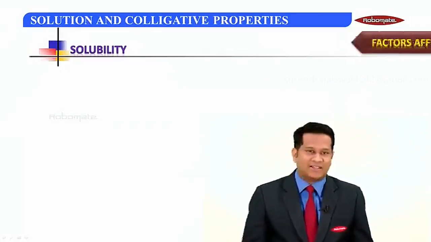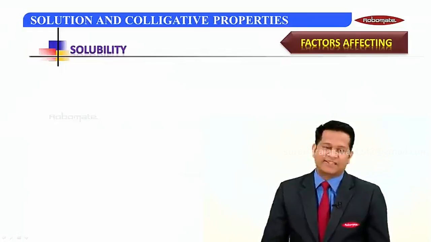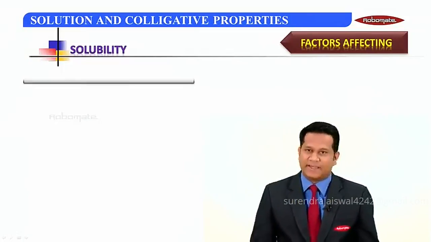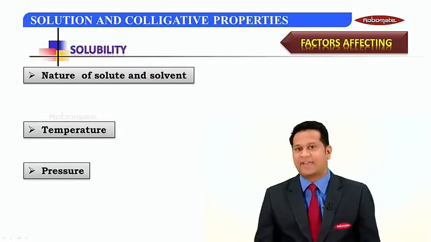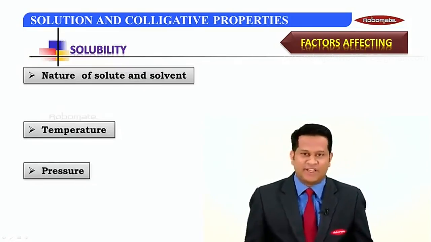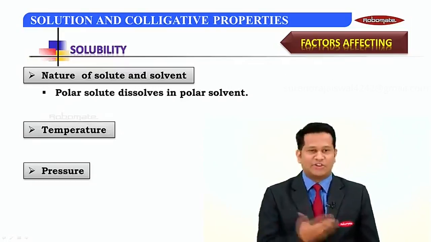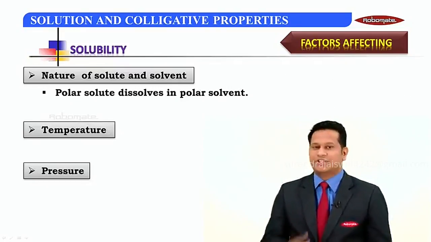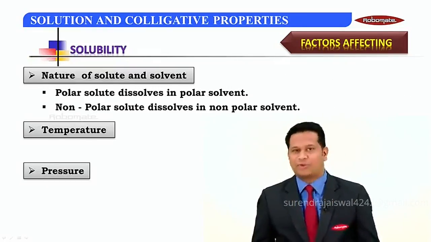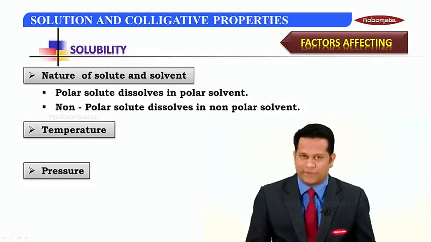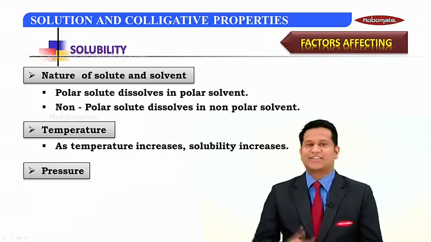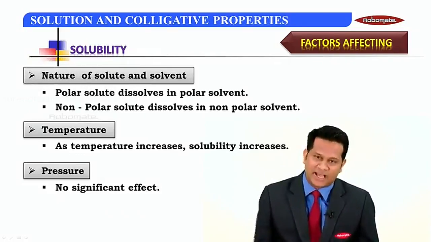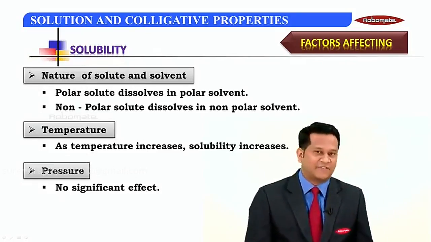Let's have a look at the factors affecting solubility. There are three factors: nature of solute and solvent, temperature and pressure. In case of nature, I can say that like dissolves like phenomena. Polar solute dissolves in polar solvent and non-polar solute dissolves in non-polar solvent. With respect to temperature, as temperature increases, the solubility also increases, and pressure has no significant effect.